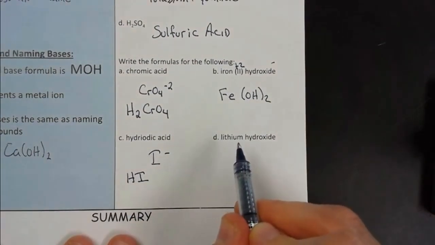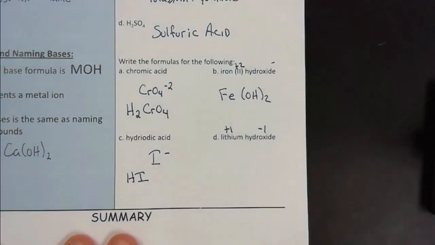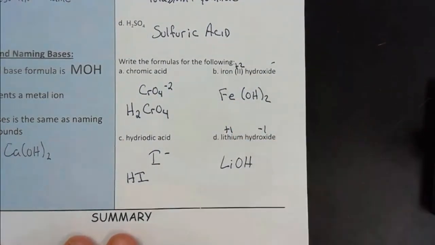Lastly, lithium, located in group 1, is a +1 charge. Hydroxide, again, is a -1 charge, so lithium hydroxide has the formula of LiOH.